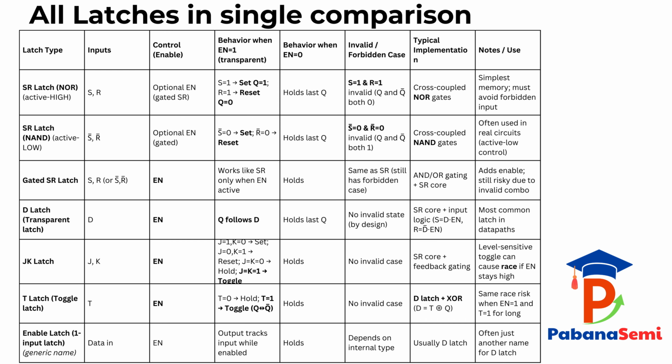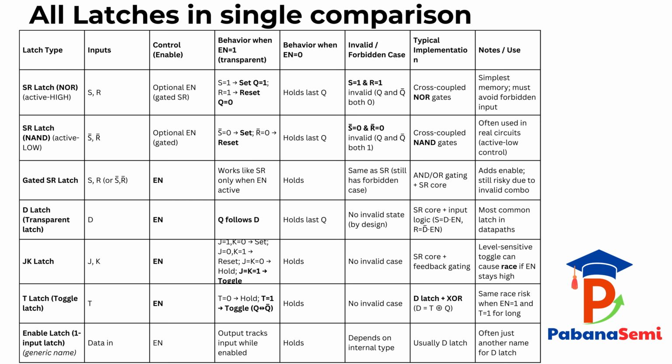Next, the SR latch using NAND gates. This is the active low version. It behaves similarly, but with inverted inputs. It is commonly used in real circuits with active low control signals. It still has an invalid case. Now the gated SR latch. This adds an enable signal. It behaves like an SR latch only when enable is active, but it still has the forbidden condition inside.